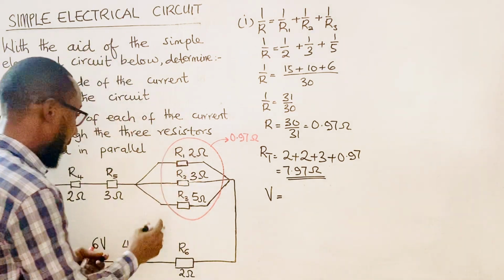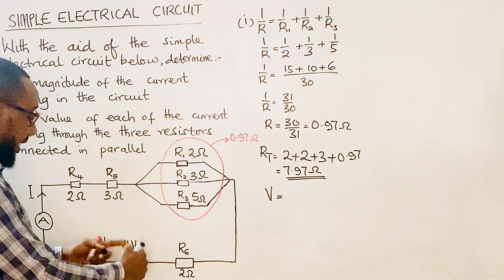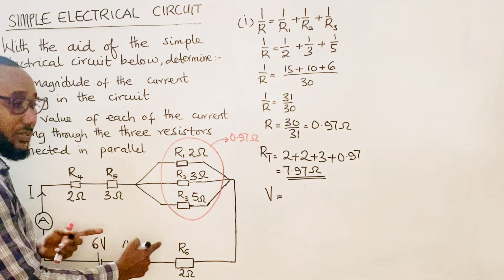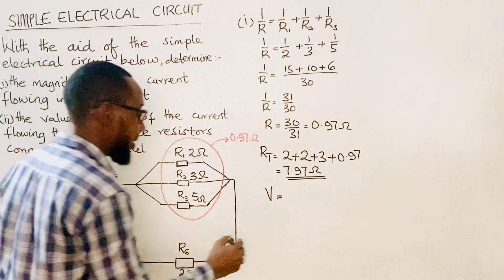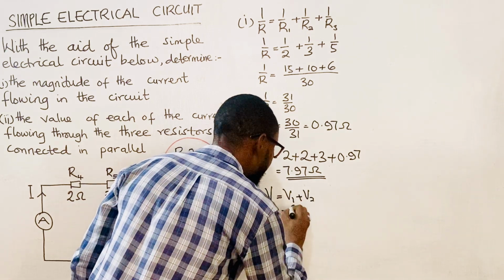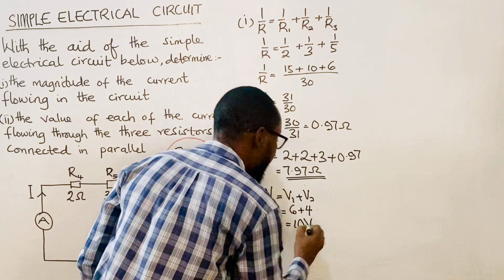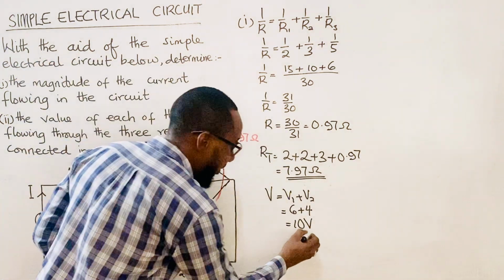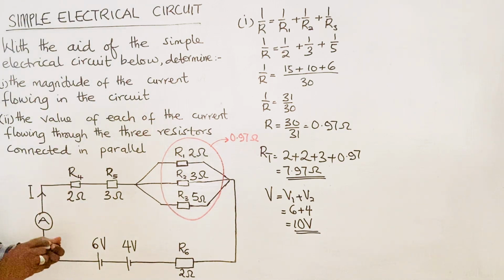All right. So I have two batteries. I have a 6-volt battery and then a 4-volt battery. These are the two batteries that I have, and they are connected in what? In series. All right. So I have my V1 plus my V2. This gives me 6 volts plus 4 volts, and that gives me 10 volts. So this is my effective EMF in the circuit, my 10 volts.